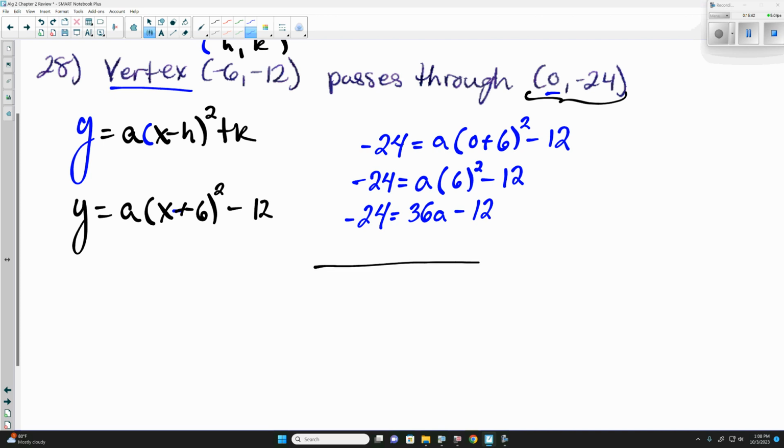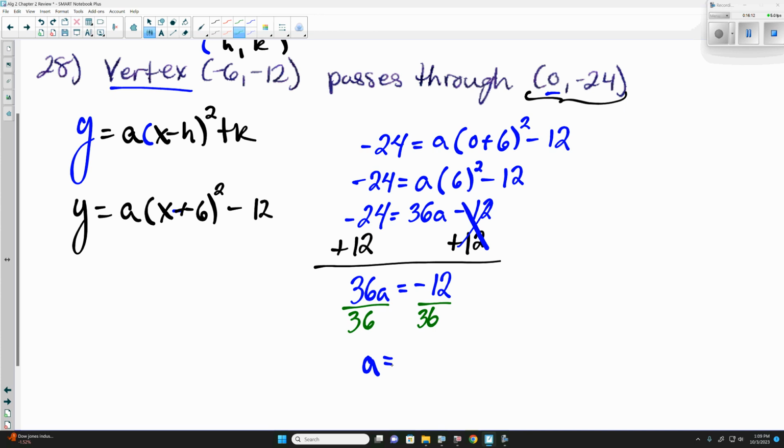Otherwise, it will not give you the correct answer. Now, at this point here, we need to get a by itself, so we're going to add 12 to both sides. These here will cancel, leaving 36a by itself. Negative 24 plus 12 is negative 12. And lastly, we need to divide both sides by 36.